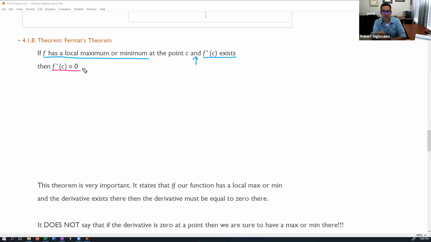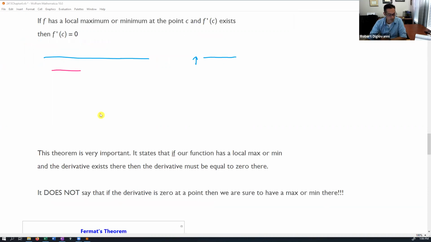Okay, so this theorem says if we have a function and it has a local maximum or minimum, if it has one, and when you go to that point the derivative exists, then we can be guaranteed that the derivative is 0. Now, this theorem is actually confusing because you can use it incorrectly. So we want to be careful with what it's actually saying, and that's what I put here.